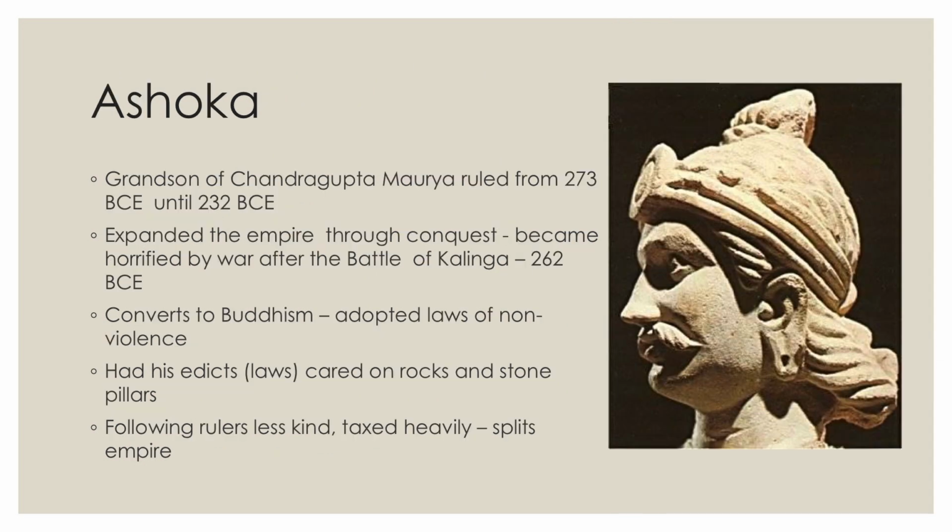Probably the most well-known Mauryan king was Ashoka. Ashoka was the grandson of Chandragupta Maurya, and he ruled from 273 BCE to 232 BCE. During that time, Ashoka expanded the empire through conquest. However, in one of his last battles, the Battle of Kalinga in 262 BCE, he became horrified by the brutality of war. After that, he converted to Buddhism, and he adopted non-violent laws into his empire.